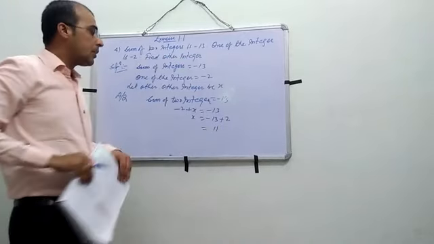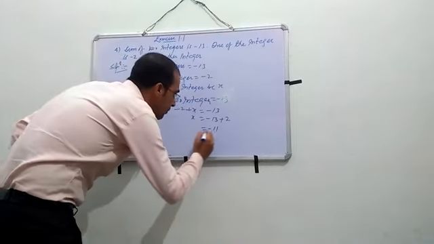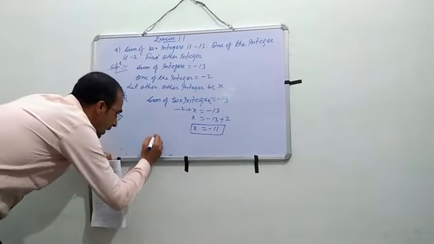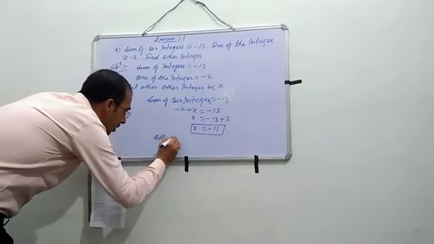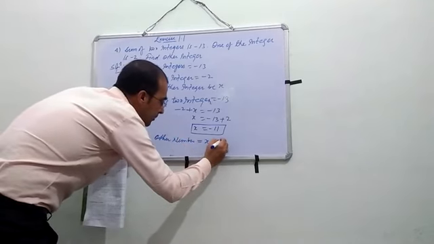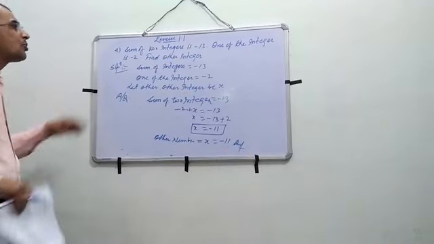And what will be the sign? The greater number's sign we will use. So it will be negative. Then x equals minus 11. It means the other number equals x, which is minus 11. This is your answer. Okay, this is question number 4.